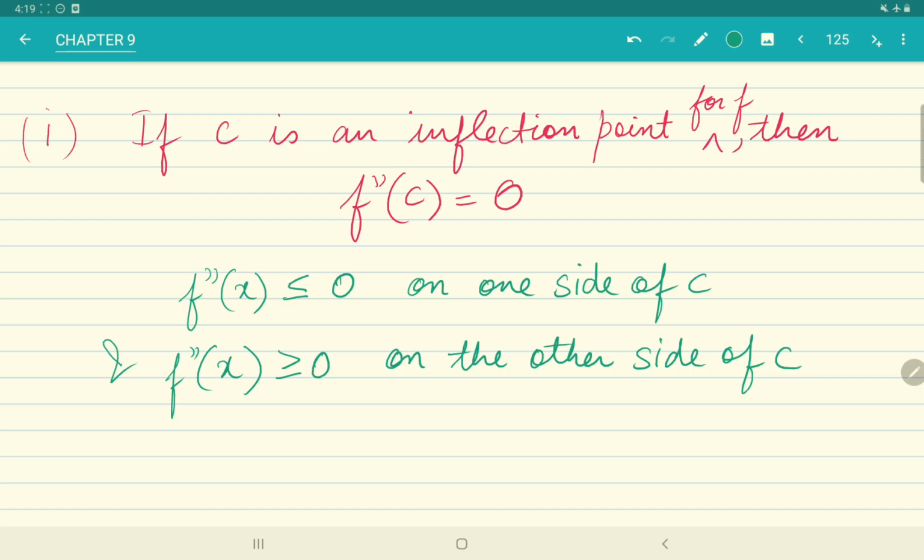And that just implies that f double prime C is equal to 0. We see here that on one side of C, f double prime x is less than or equal to 0. On the other side of C, it is greater than or equal to 0. What does that mean? That means at C, it is equal to 0. So f double prime C is equal to 0 in that case. That's one point to note.